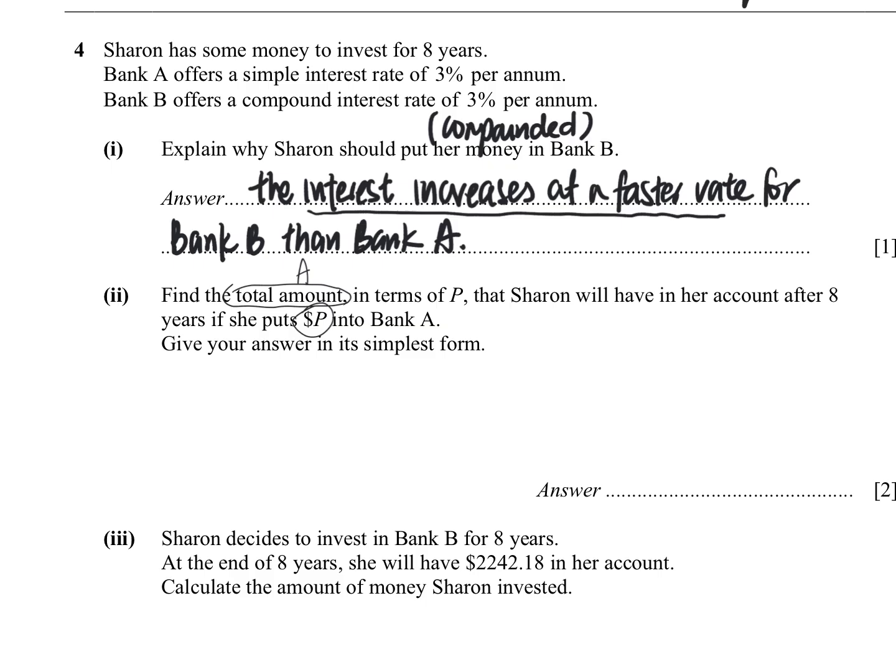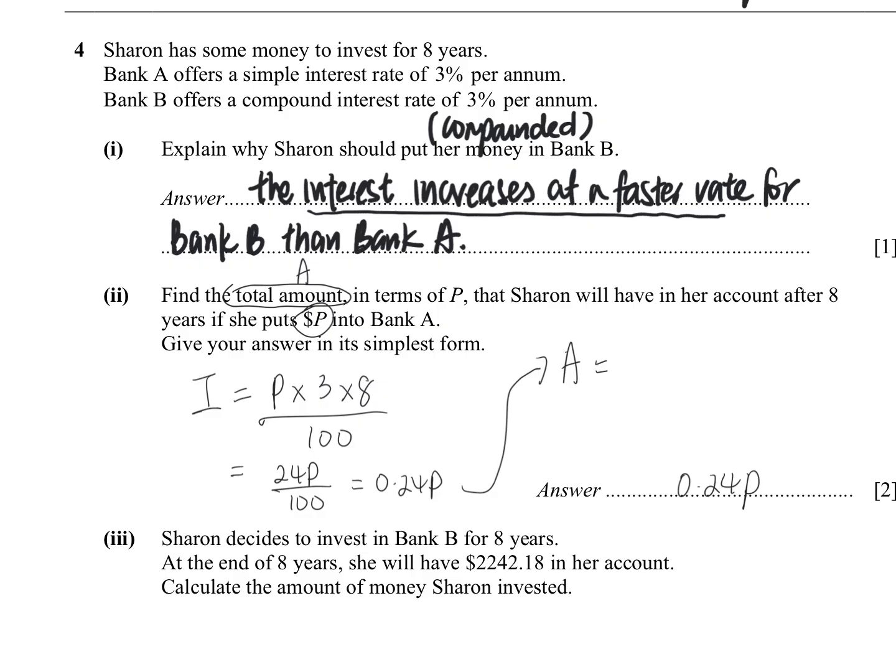Did they say simple interest? Okay, I equals to PRT over 100. So this is 24P over 100. You can give me 0.24P. So this is the first answer you get. Okay, for amount. Oh no, not yet, sorry, my bad. They want amount. So amount is P plus interest. So 1P plus 0.24P. So it's 1.24P.